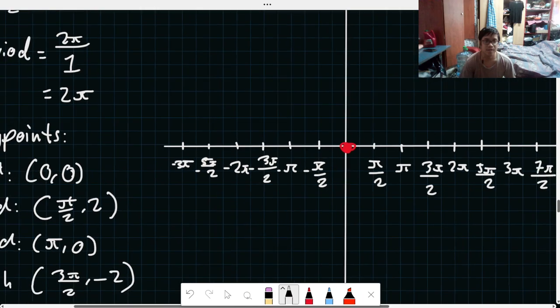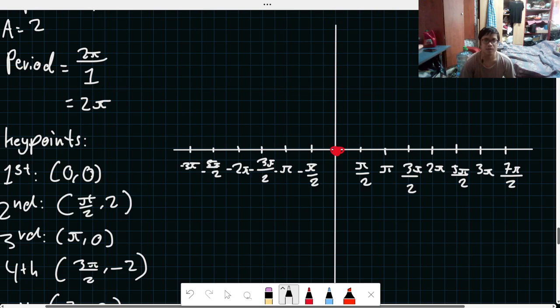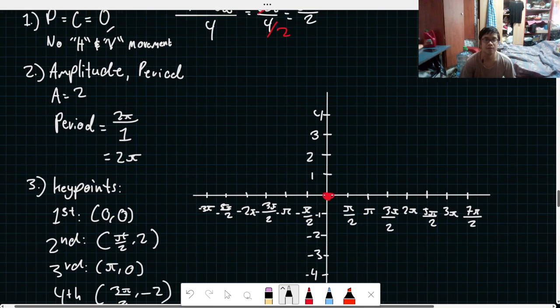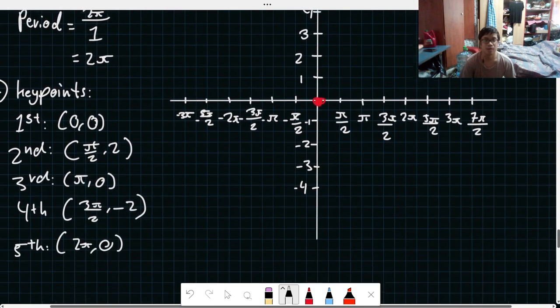Then for your y-axis, let's just say we're going to put until 4. So here we will have 1, 2, 3, 4. That's it. And then negative 1, sorry. So we have negative 1, negative 2, negative 3, and negative 4. I think this is enough, right? So here, let's now plot.